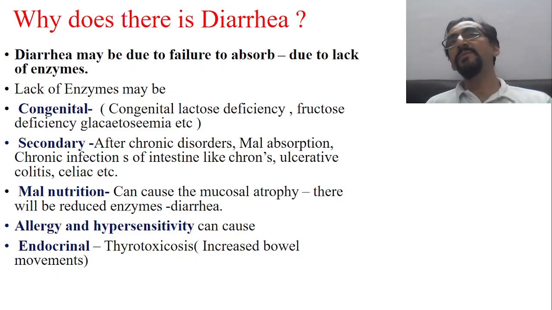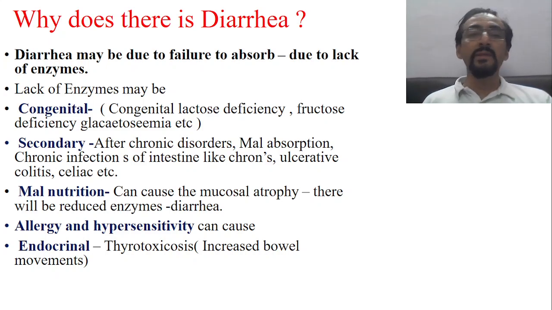This lack of enzymes may sometimes be congenital, sometimes secondary, sometimes because of malnutrition, sometimes because of allergy and hypersensitivity, and sometimes because of endocrine causes. So we shall see in detail now. Congenital: sometimes some of the enzymes are not congenitally present, that means congenitally they are absent.